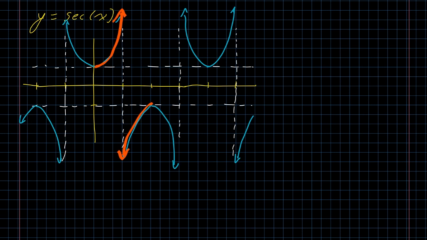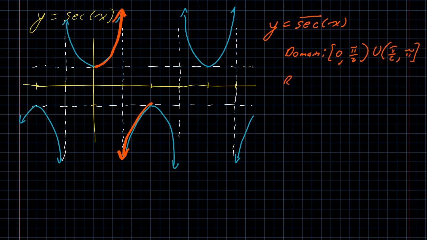So if we take our branch cut, y equals secant bar of x, the domain is going to be from 0 to pi/2, union with from pi/2 to pi. And then the range will be from -∞ to -1, union with from 1 to infinity. That is a mess, that is a nightmare, but it's what we have, so we deal with it.